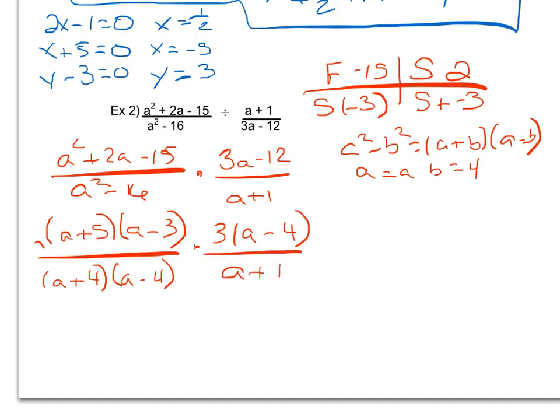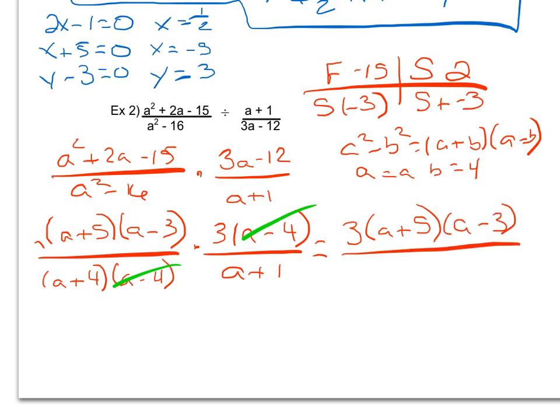Now that I've factored, I'm going to check to see if anything cancels. And I see an a minus 4 and an a minus 4 cancel. And that looks like that's all that cancels. So then writing in my simplest form, I'm going to move this 3 to the front since it doesn't matter what order I multiply in. 3 times a plus 5 times a minus 3 all over a plus 4 times a plus 1. And I do have to put this in parentheses to show that I'm multiplying this whole bottom by this whole bottom.